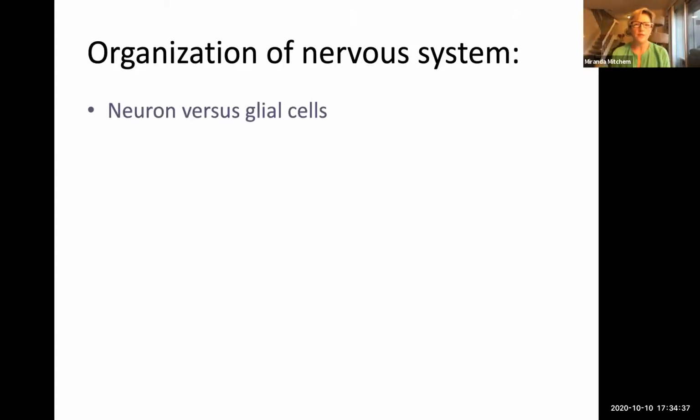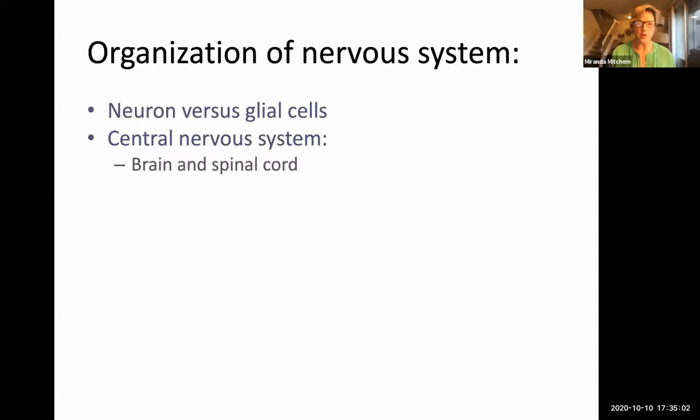So in the nervous system, there are two cell categories. There is the neuron, which is actually one type of cell, versus the glial cells. And the glial cells are a category of cells with different functions, right? Why would we have different cells if they didn't serve different functions?